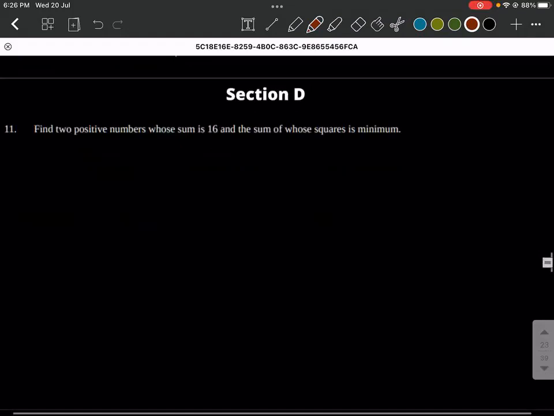So do it faster. Find the two positive numbers whose sum is 16 and sum of whose squares is minimum. 8 and 8 obviously. So for these kinds of problems, the numbers will generally be exactly half.